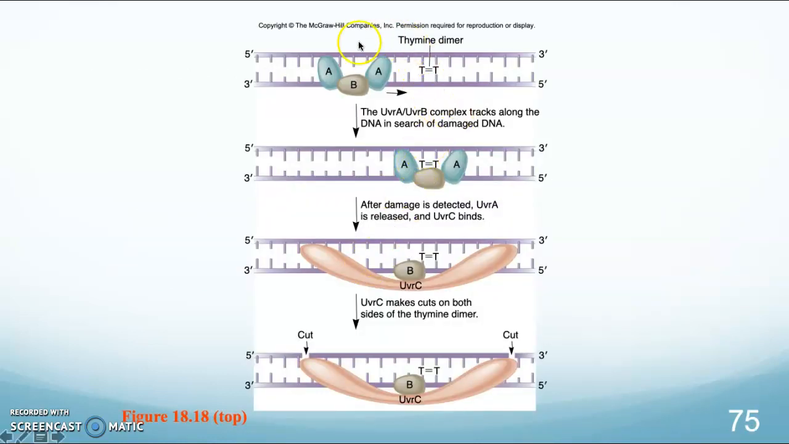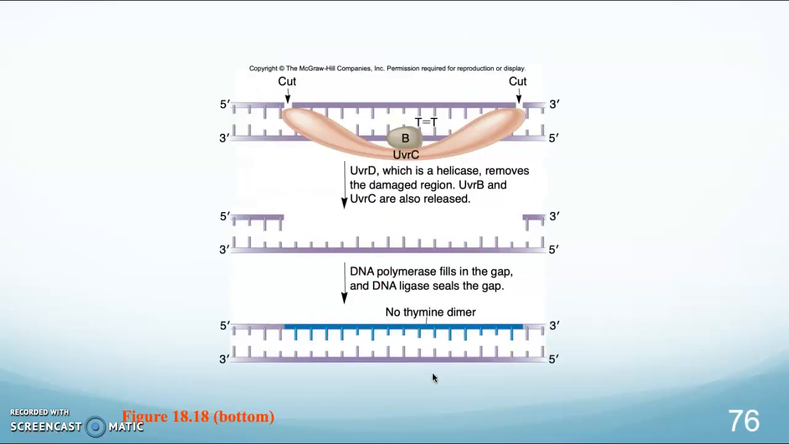This is showing you the different proteins. They come in, reading this DNA, searching for any damaged DNA. When they come across this thymine dimer, they recognize there's a problem there. They will then bind, and the last protein, UVRC, will bind in, and they will actually cut on both the 5' and 3' ends that basically bookend that thymine dimer. When they cut that, they remove that whole section.